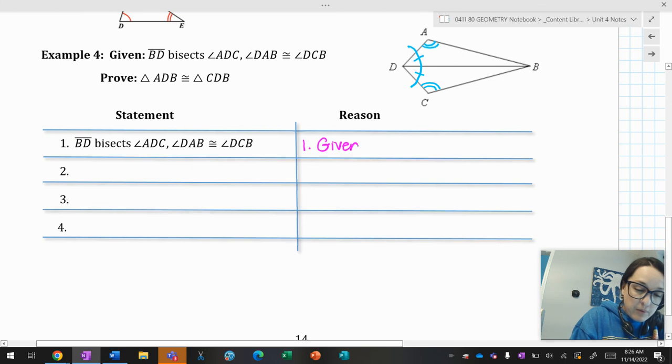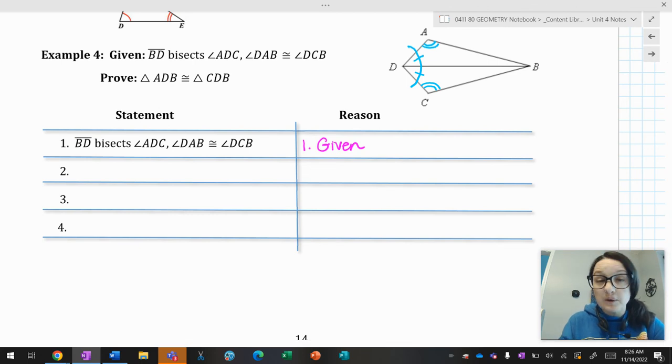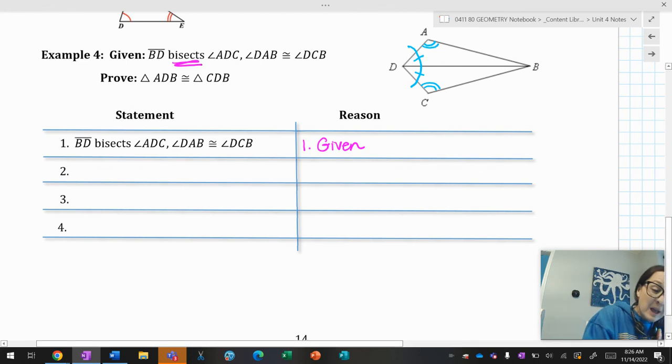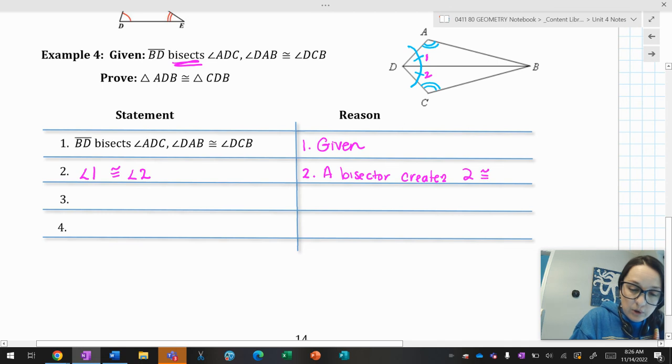So my first statement and my first reason is always going to be your givens. Then I'm going to look back at the givens and see if there was a word or a symbol that leads to congruent things. There is. I got that word bisect again. So that angle gets bisected. I'm starting a lot like we started on the last one. Angle 1 is congruent to angle 2 because a bisector creates 2 congruent parts.